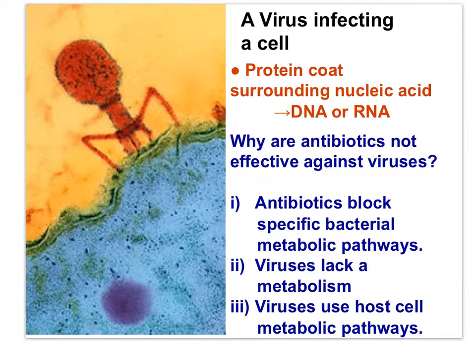In this micrograph, we can see a viral particle inserting its DNA into a host cell. Antibiotics are not effective against viruses because antibiotics block specific bacterial metabolic pathways. Viruses lack a metabolism, and viruses use host cell metabolic pathways. Vaccines, using dead or weakened parts of pathogens, serve to overcome the viral pathogens that do not respond to antibiotics.